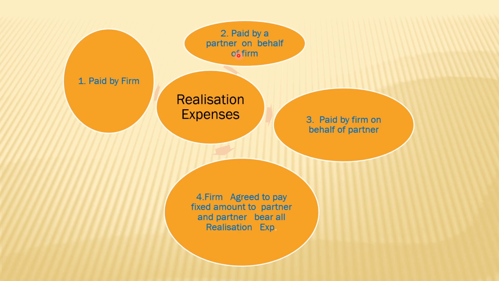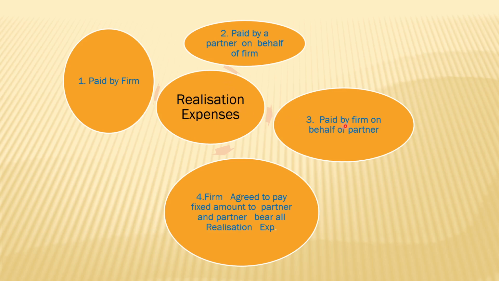This time we will not credit cash or bank, because the cash or bank balance does not decrease at that moment. Rather, the partner's capital increases, as he paid out of his private sources or private funds. So in the second situation, the entry will be realization account debit to that respective partner's capital account.